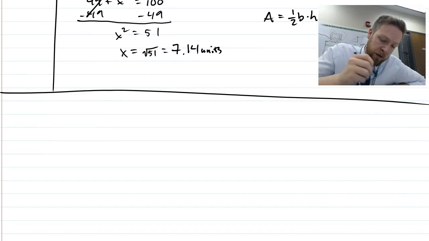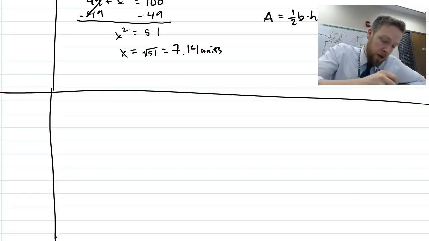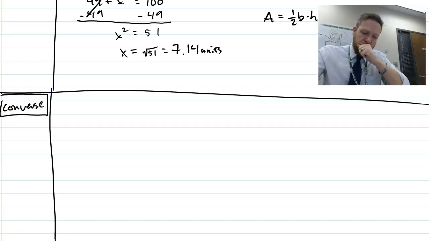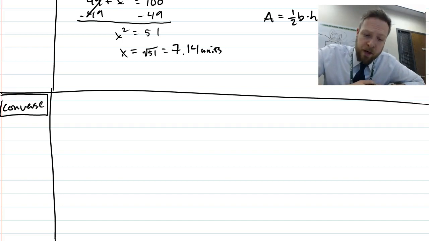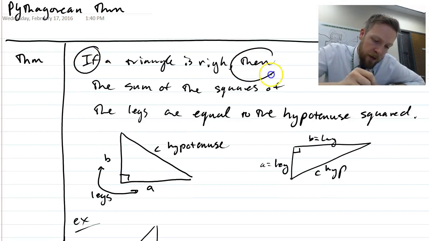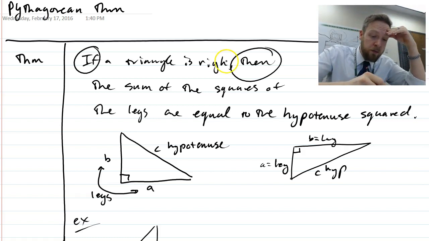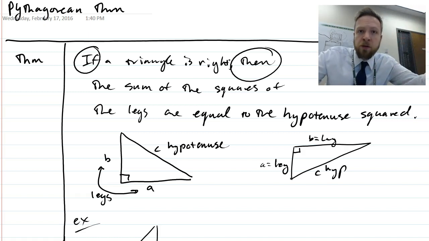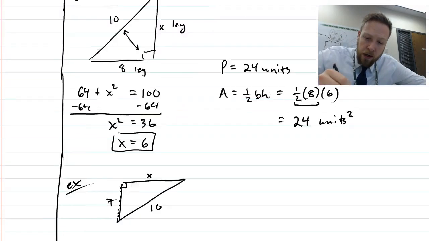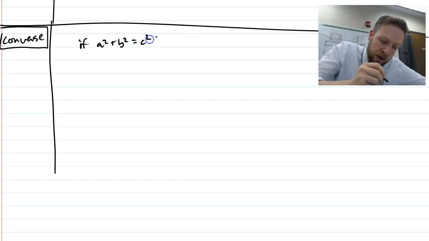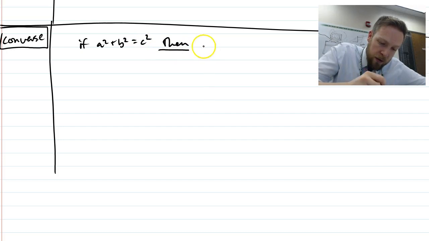Alright, that's not all you could do with the Pythagorean theorem. There's something called the converse of the Pythagorean theorem, and if you remember, converse is when you take an if-then statement and flip it around. So before you had: if a triangle is right, then the sum of the squares of the legs is equal to the hypotenuse squared. If it's right, you can do a squared plus b squared equals c squared. Now, we're going to write it this way: if a squared plus b squared equals c squared, then it's right.